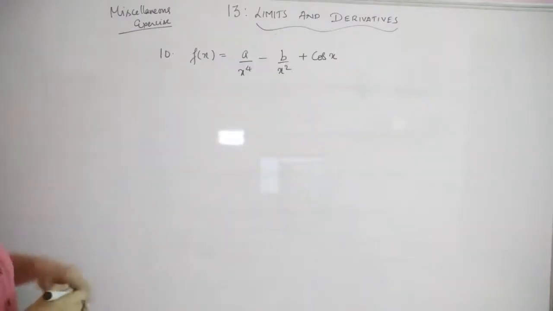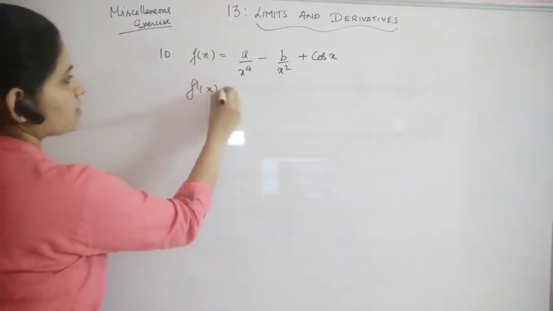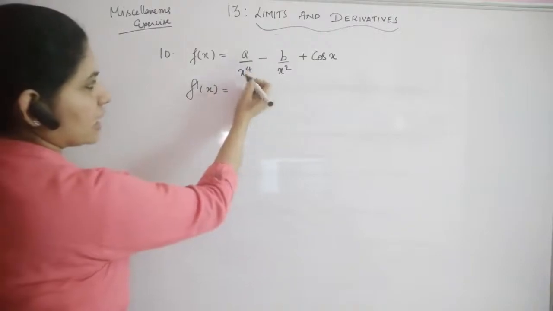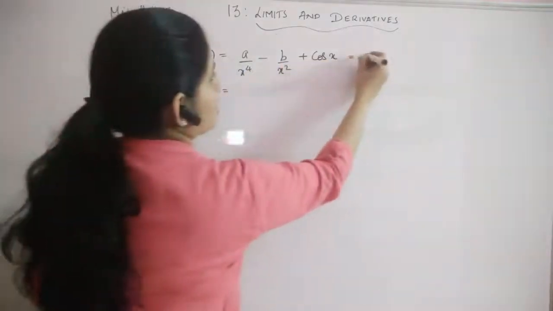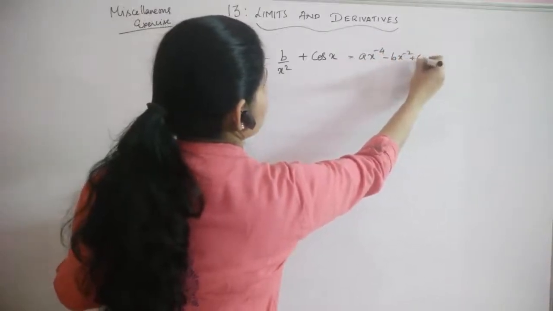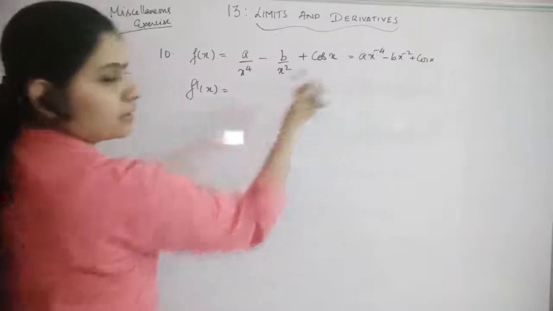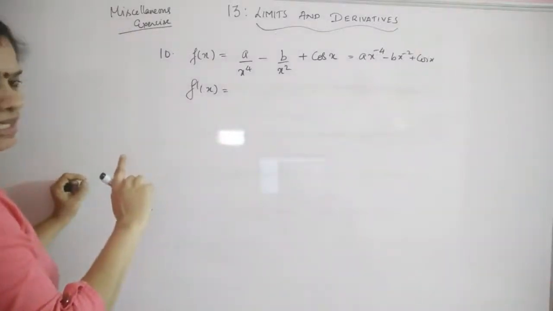Question number 10 is f(x) equal to a / x⁴ minus b / x² plus cos x. So f'(x) will be, this is actually a x^(-4) minus b x^(-2) plus cos x. Now differentiating, you can use the rule: the derivative of xⁿ is n xⁿ⁻¹.